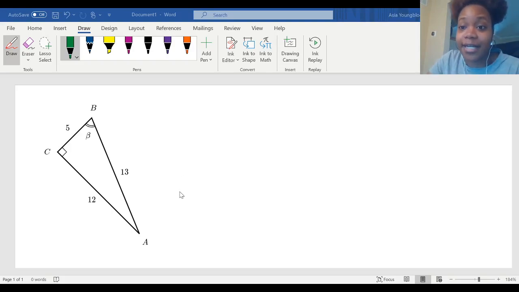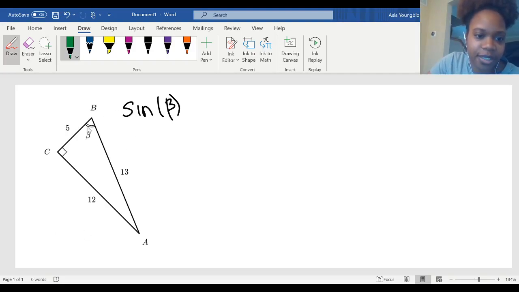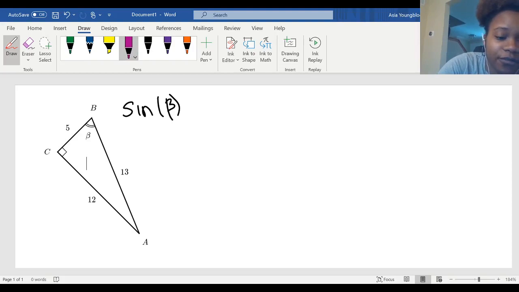So this is our first problem from Khan Academy, and they were asking us to find the sine of beta, which was this angle right here, beta. So we want to start by labeling the sides of the triangle based on this reference or focus angle. So if this is our focus angle, we already know this is our hypotenuse. 13 is our hypotenuse. 12 is going to be our opposite side because it is across from beta. So this is our opposite side. And 5 is going to be our adjacent side because it's the leg that is touching beta. So this is our adjacent side.